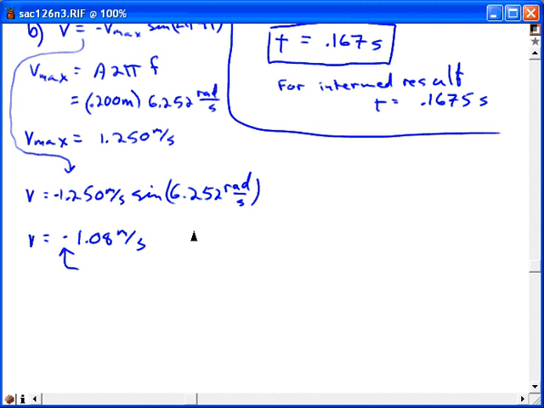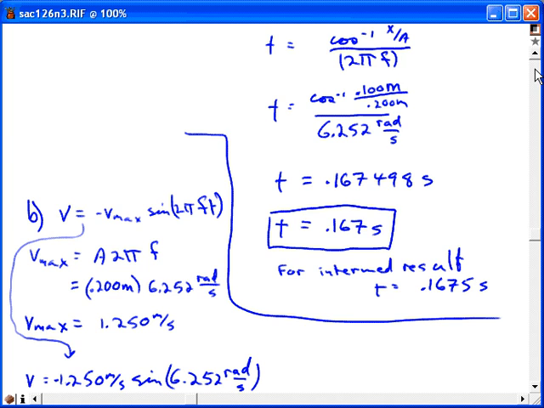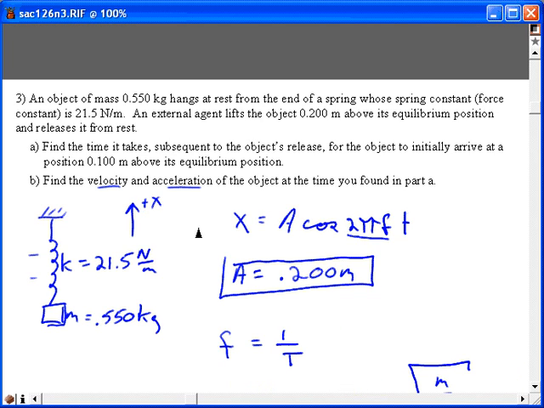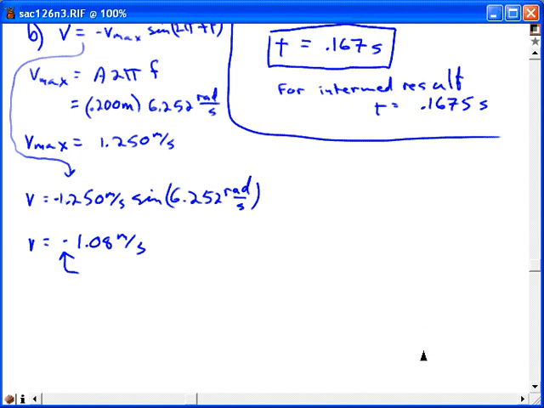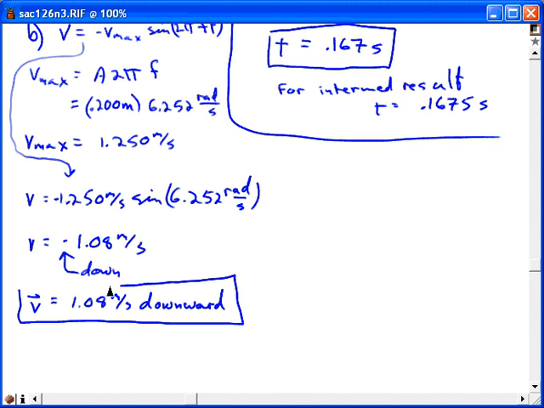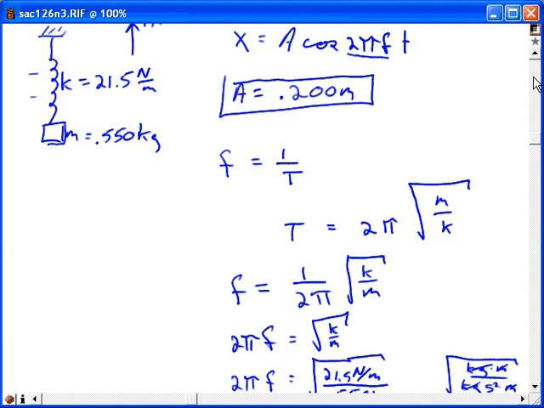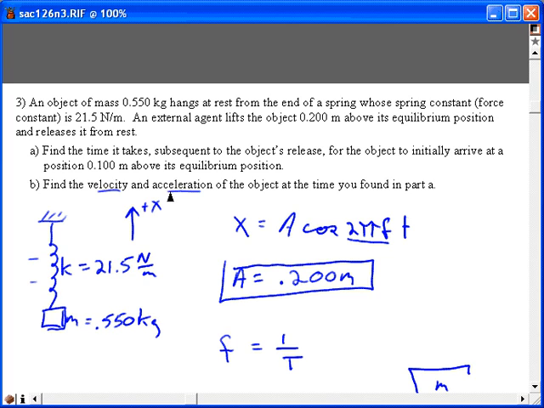And I go ahead and interpret that minus sign for the reader. Remember I said we're calling upward the positive direction, so a negative sign in front of the velocity means that the object is going downward. So V, the vector, is 1.08 meters per second downward. That'll be part of my answer for Part B. Actually, I had two parts to Part B, which the other one is find the acceleration.